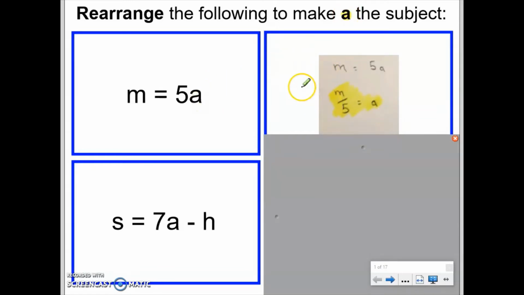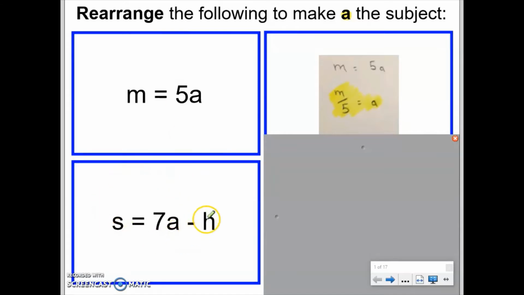This just involved one step of manipulation, but usually rearrangements require 2, 3, or even more steps of manipulation, to find the subject that you want.